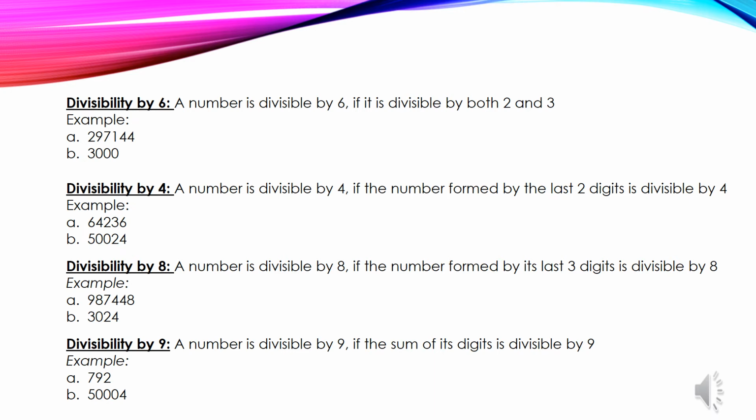Now, divisibility rule for 6. A number is divisible by 6 if it is divisible by both 2 and 3. Means we need to check for 2 and 3 here to check whether the number is divisible by 6 or not. For example, in the given example, 297,144 is the given number.